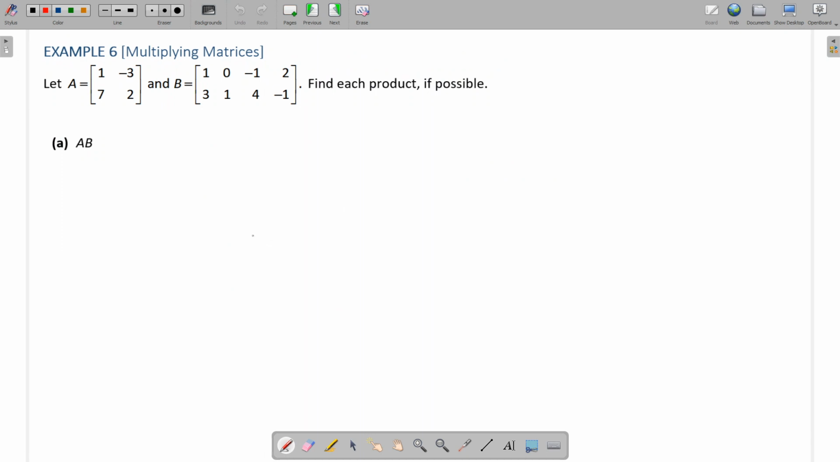Okay, so let's try to actually do some multiplication here. So let's put in the dimensions before we get started. This is a 2 by 2 and this is a 2 by 4. So can we even do this product? A times B, we can. The resulting product that we're going to get is a 2 by 4 matrix. Okay, so I'm going to rewrite the matrices here.